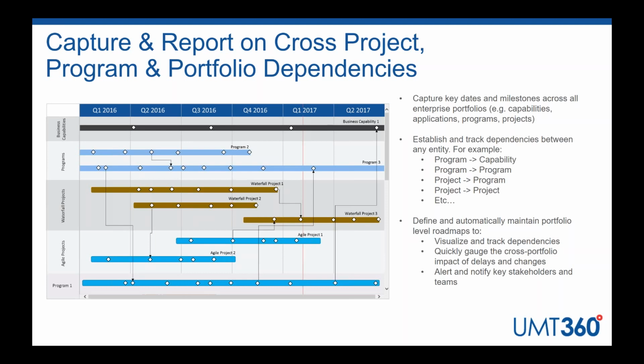dependencies that exist between key milestones from the project level to the program level, dependencies that exist between programs, program 1 and program 2 and 3, as you see here. I can even understand here that program 1 is delivering on a key date or milestone for the business capability 1. So the ability to abstract key milestones and then drive dependencies across all portfolios included in our portfolio model is key.